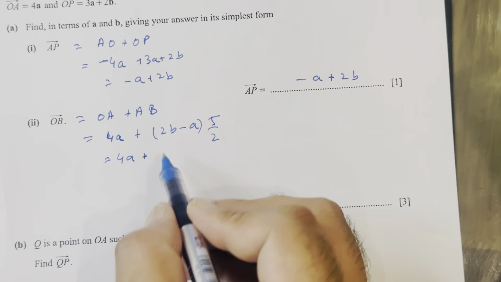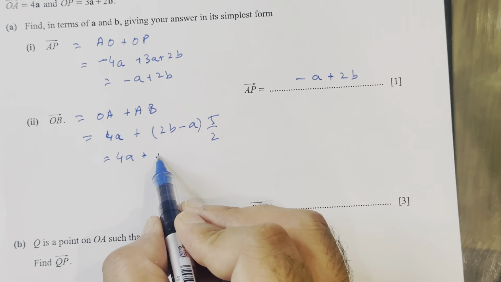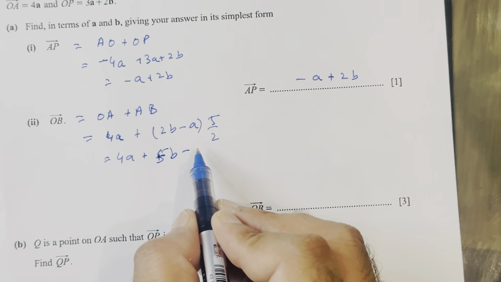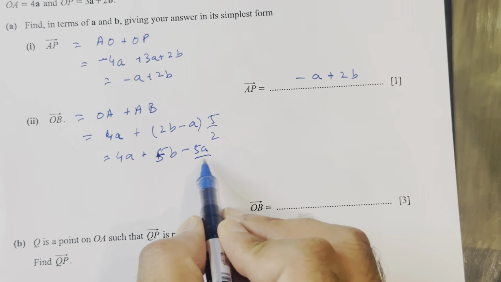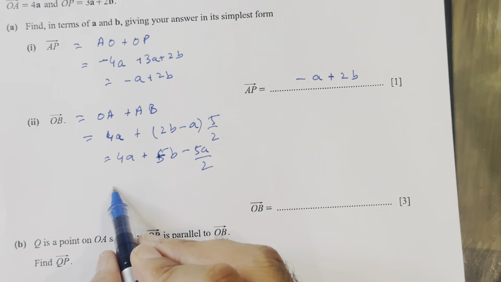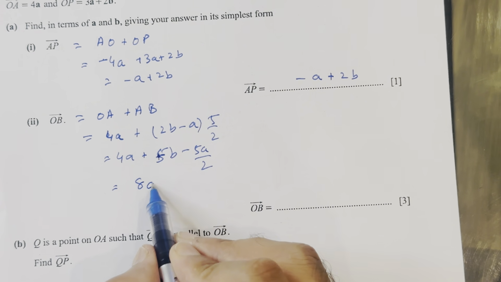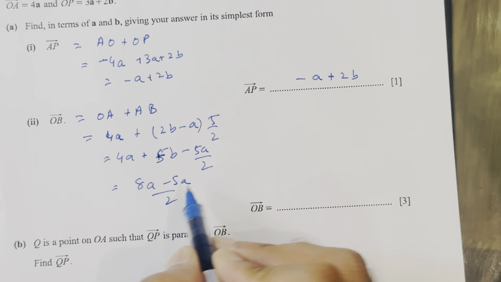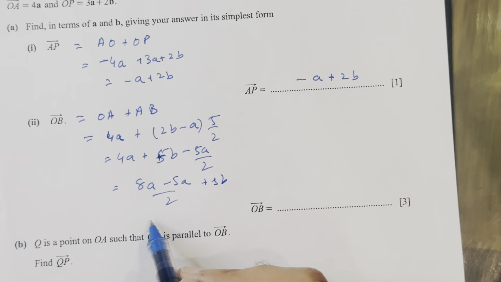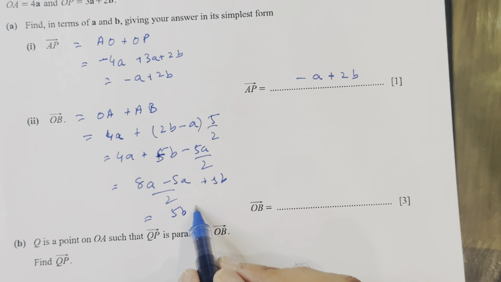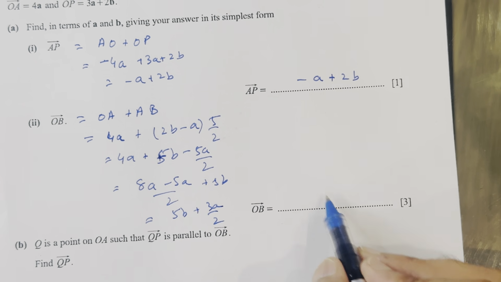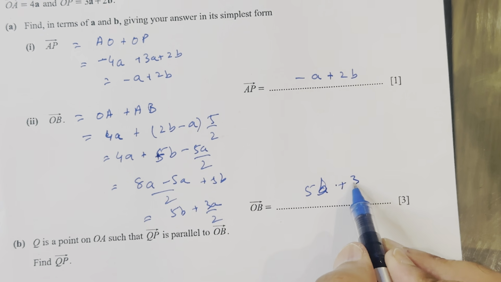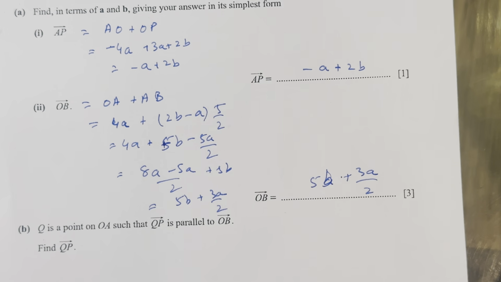Simplify it for 4A plus 5B minus 5A over 2. After solving it, it would be 8A minus 5A over 2 plus 5B. The answer would be 5B plus 3A over 2. So 5B plus 3A over 2 would be our answer for OB.